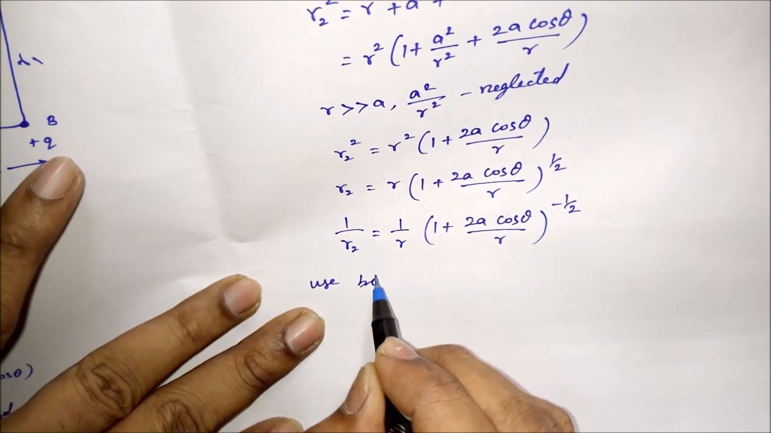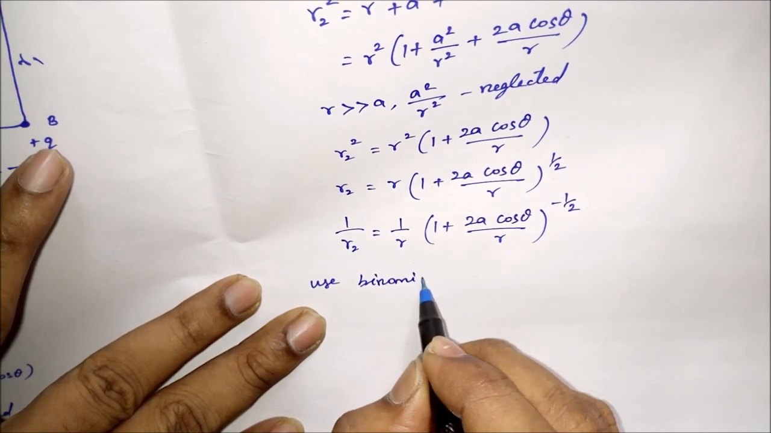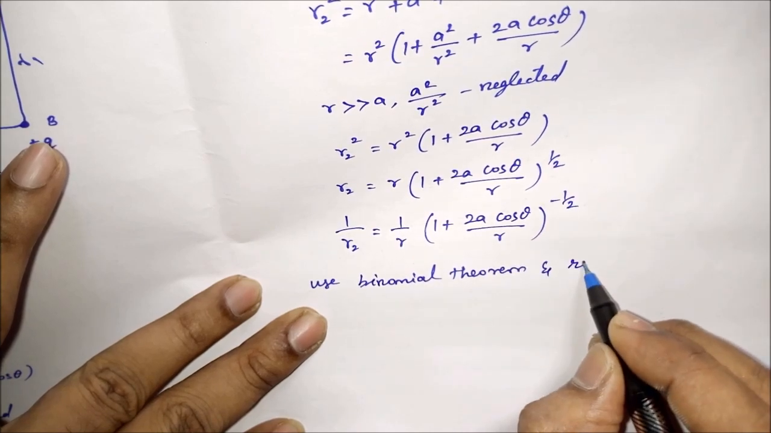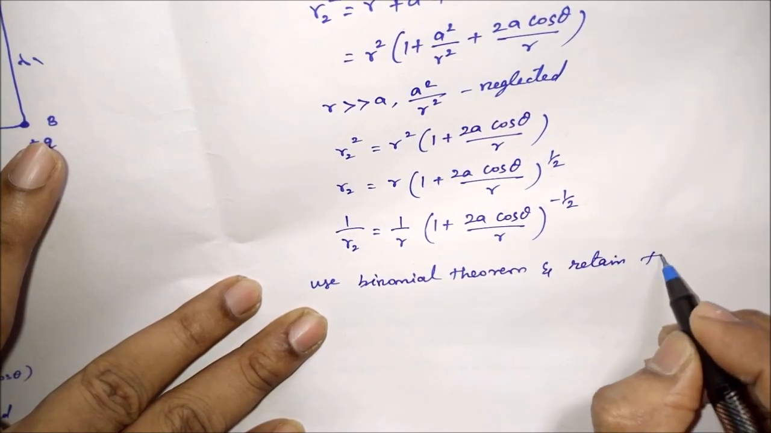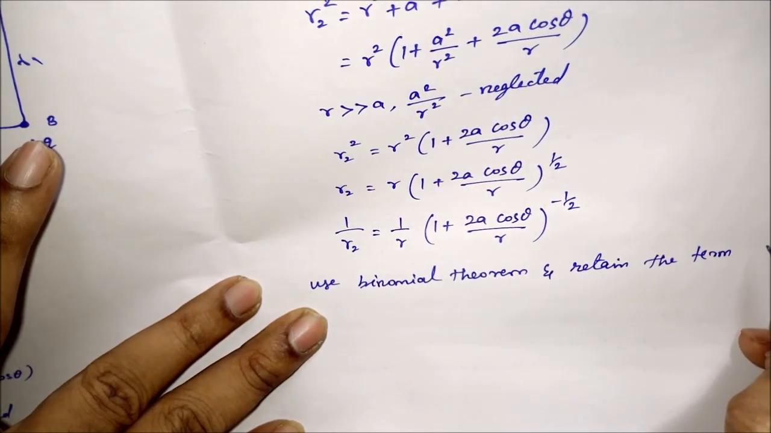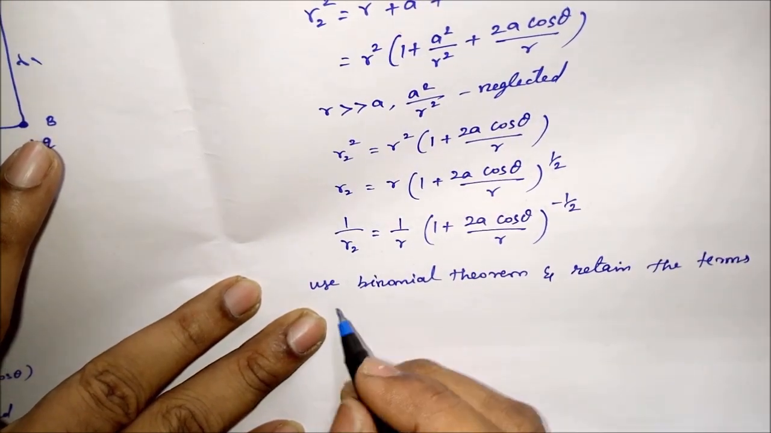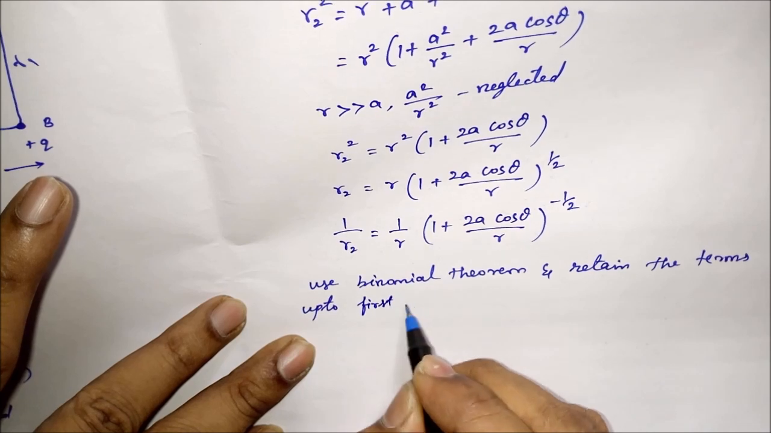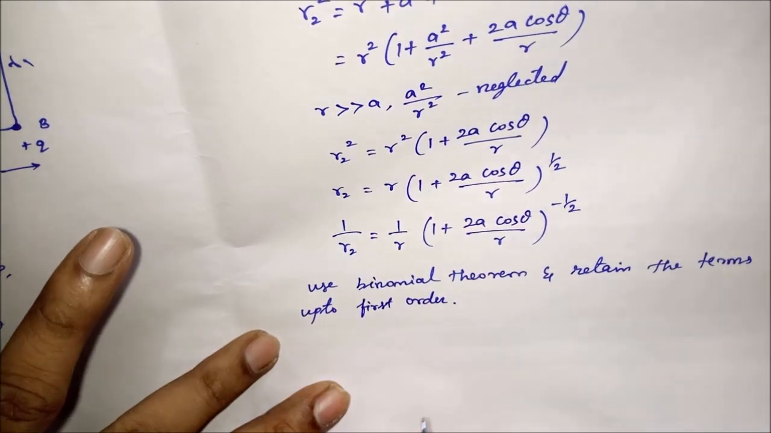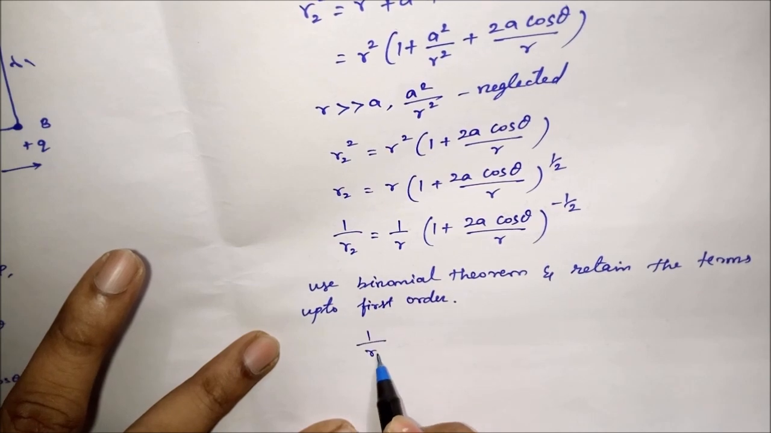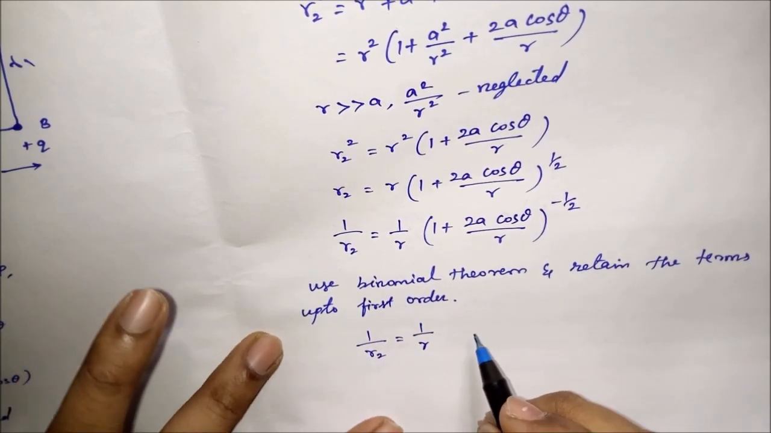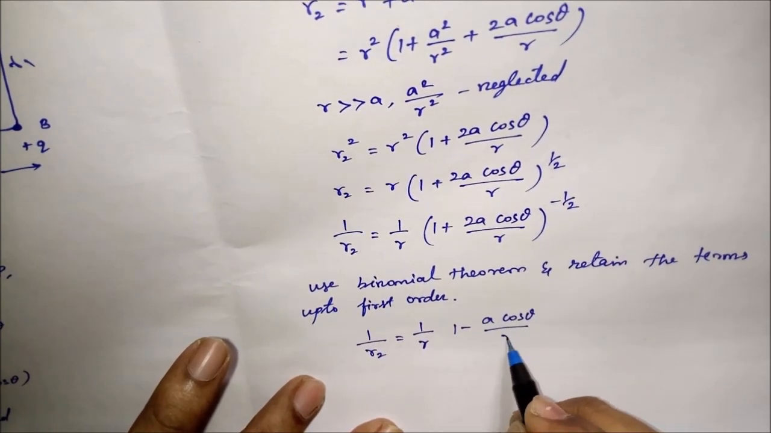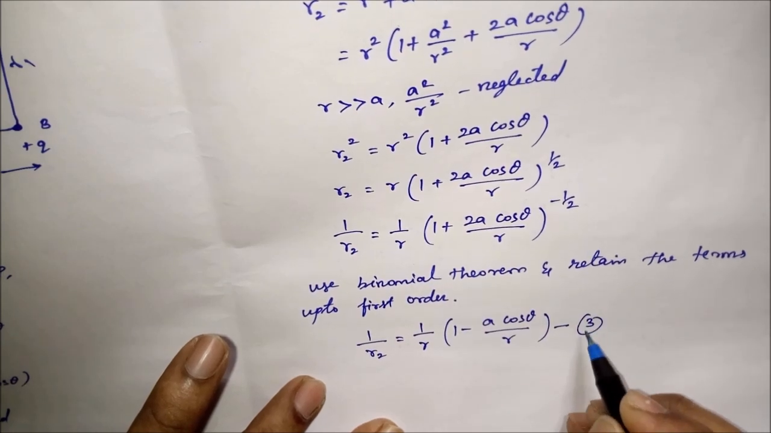Use the binomial theorem and retain the terms up to first order. Which means 1 divided by r2 is equal to 1 divided by r, times (1 minus a cos theta divided by r), and this is equation number 3.